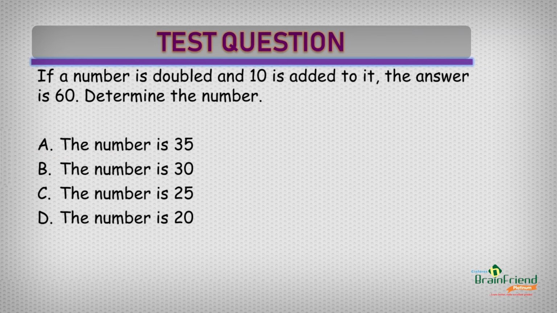Question 2. If a number is doubled and 10 is added to it, the answer is 60. Determine the number. Option A, the number is 35. Option B, the number is 30. Option C, the number is 25. Or option D, the number is 20. Our correct answer is option C. The number is 25.